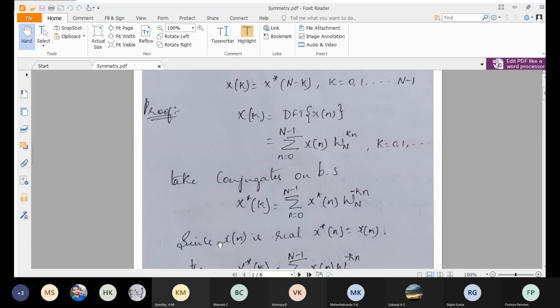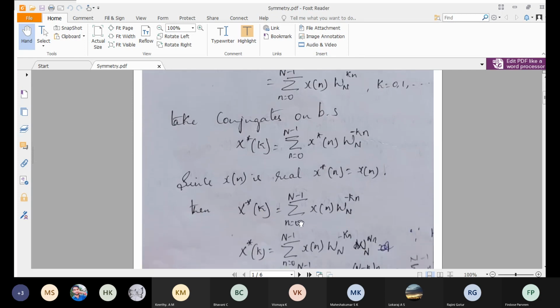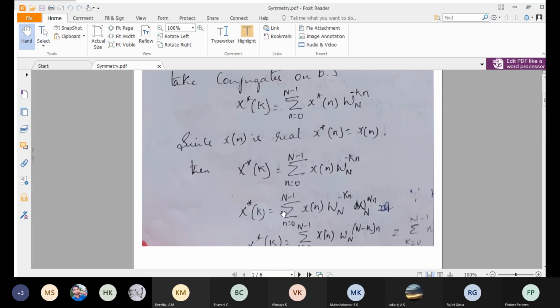Since it is given in the sequence that x of n is real, that means x conjugate of n is equal to x of n. So we will write X conjugate of k is equal to summation n is equal to 0 to N minus 1, x of n, W_N to the power of minus kn. Next, we will multiply it with W_N to the power of N into n. We know that W_N to the power of N n is always equal to 1, as we have already seen previously.